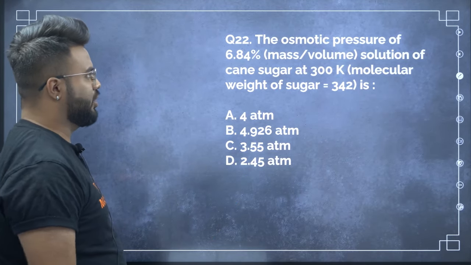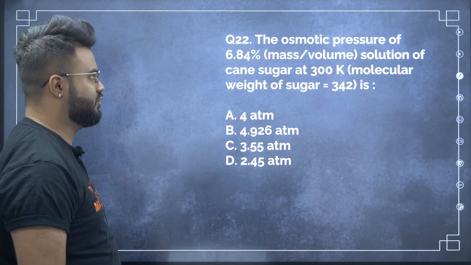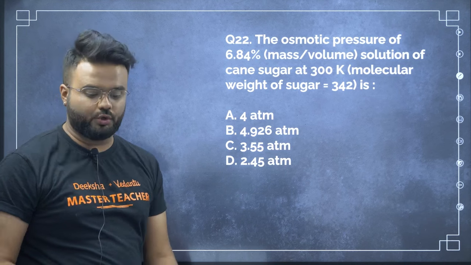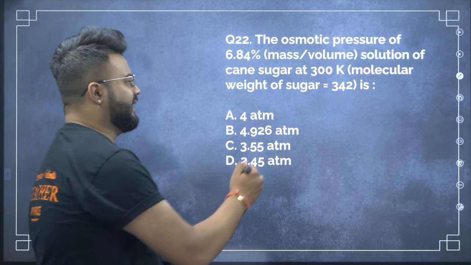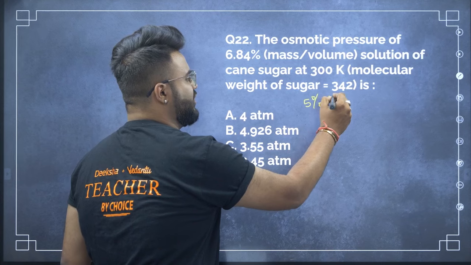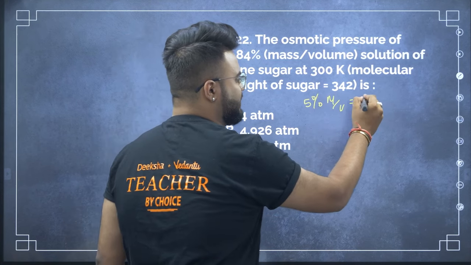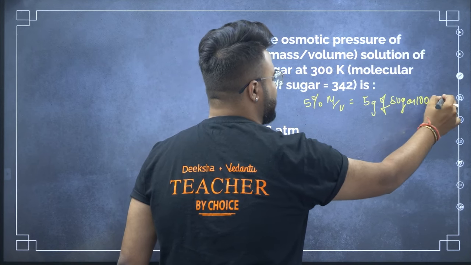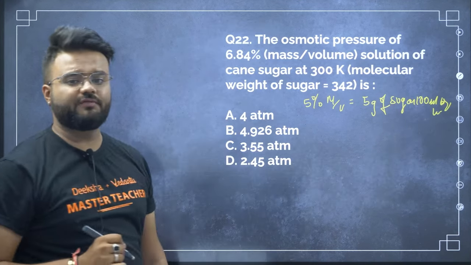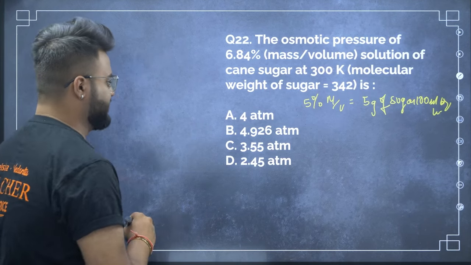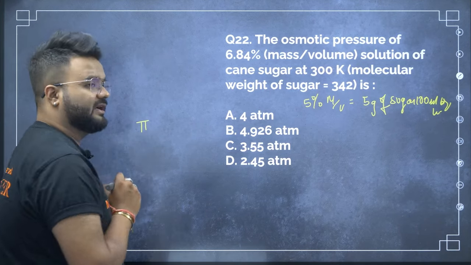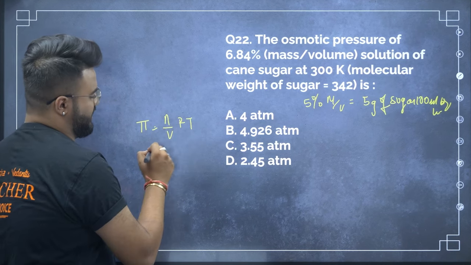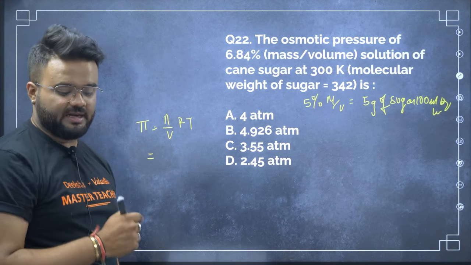The osmotic pressure of 6.84 mass by volume solution of cane sugar at 300 Kelvin, then the molecular weight of the sugar is 342. Therefore, direct, if I take an example, 5% of mass by volume is what? That is nothing but your 5 gram of sugar is dissolved in 100 ml of water. Clear? 100 ml of water. Now, if I take a formula, that is nothing but your PV is equal to nRT, that is nothing but your pi is equal to n divided by V RT. Therefore, now substitute this and give the correct answer.